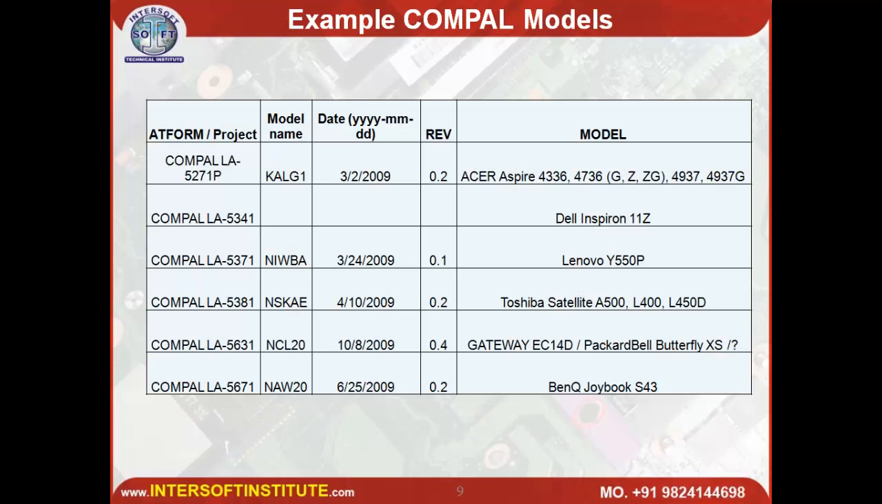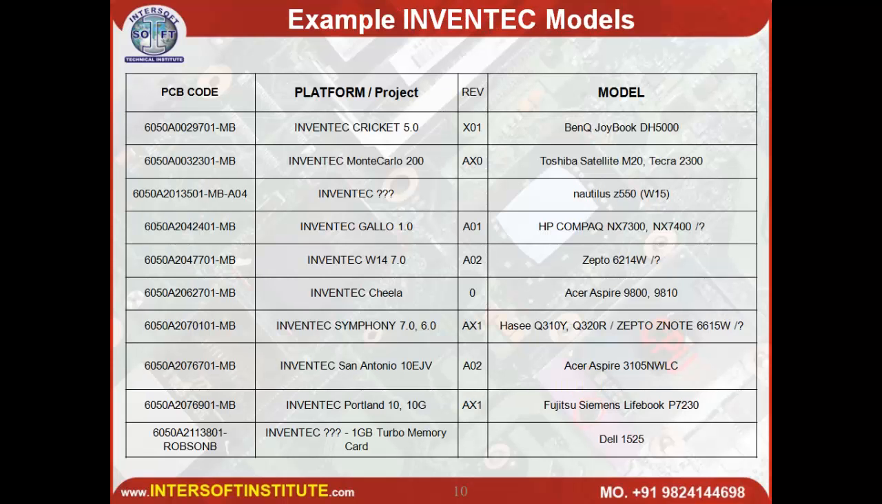This is Compal. If it is written LA5371, it means it is a Lenovo Wi-Fi. If it is written LA5381, then it is something like a Toshiba Satellite A500, L400. Inventec also, the PCB is written like this, a 6-digit number will be there, MB, like that. So we can identify which model number it is.